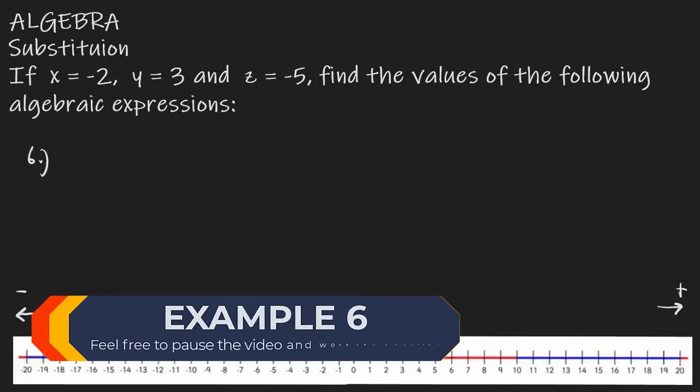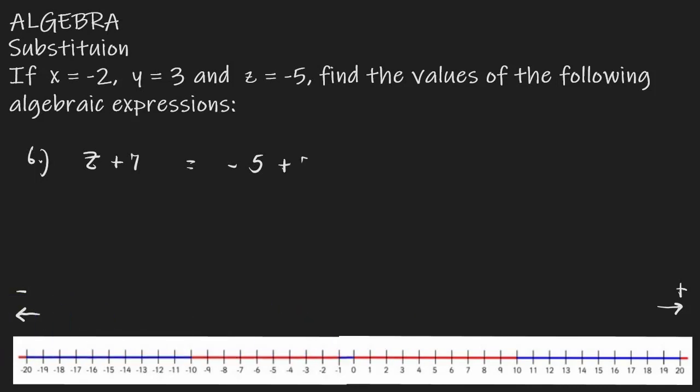Number 6, so we have z plus 7. The value of z is equal to -5, and we're adding 7. So my starting point is at -5, and I'm adding +7 to -5, so I'm jumping 7 spots to the right. So I go 1, 2, 3, 4, 5, 6, 7. I land on +2. So -5 plus 7 is equal to +2. And that is my answer.